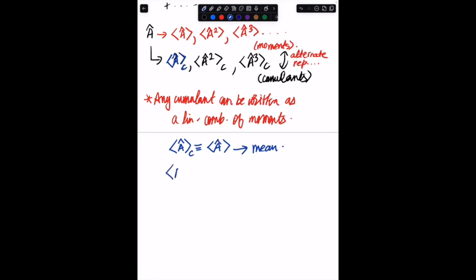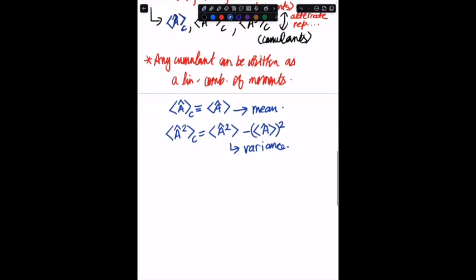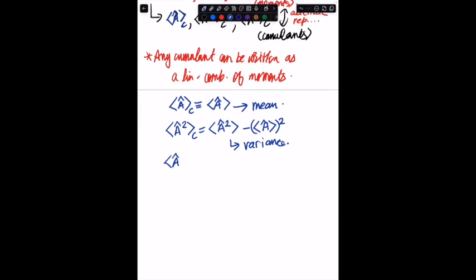And then you have your second cumulant, which is your variance. And your variance can simply be written as your second moment minus your first moment, your mean, squared. Right. So this is the basic definition of variance. So likewise, and so on and so forth.